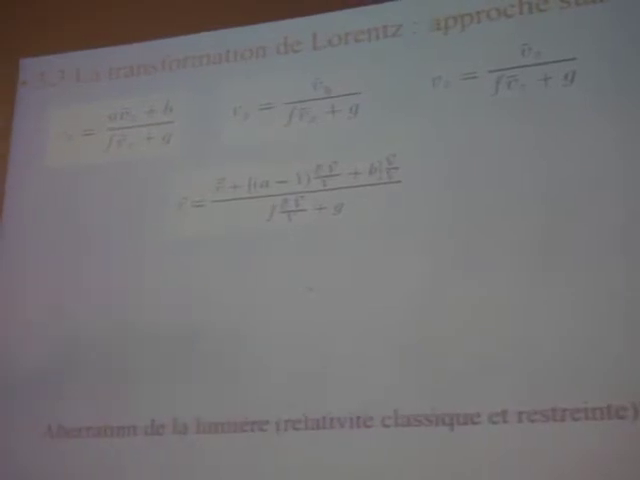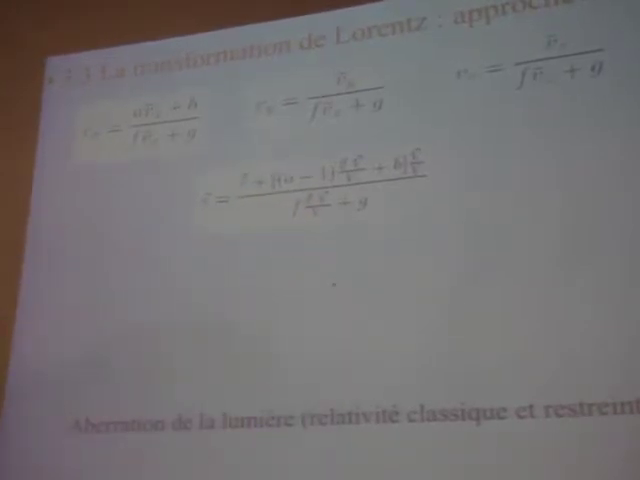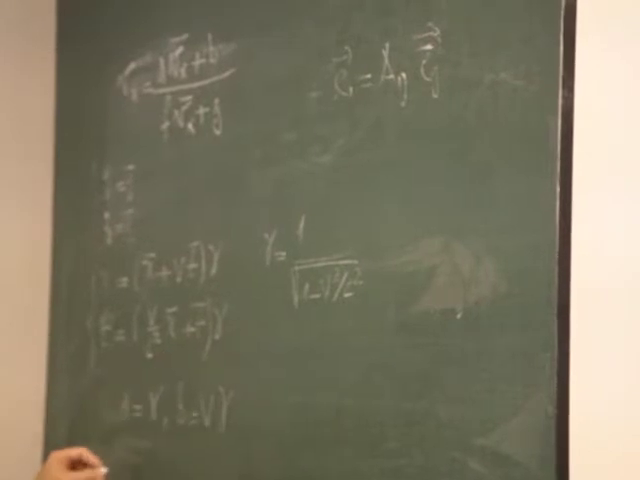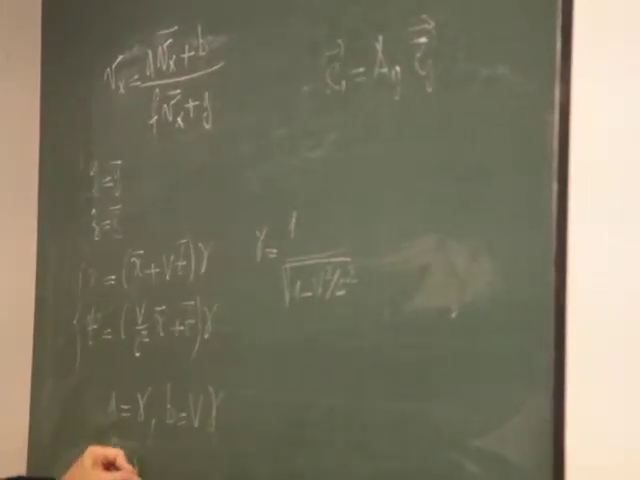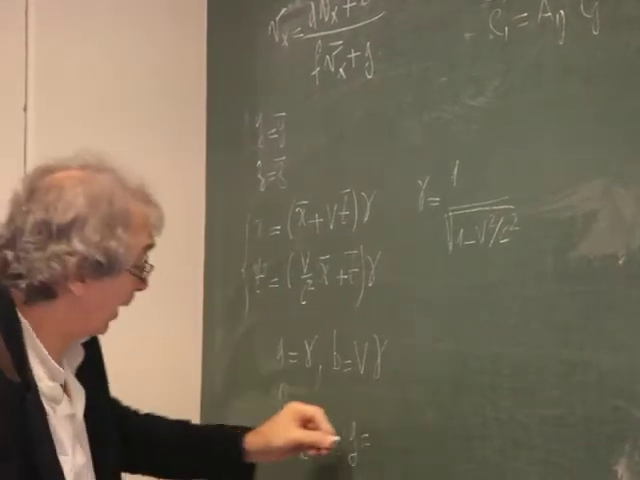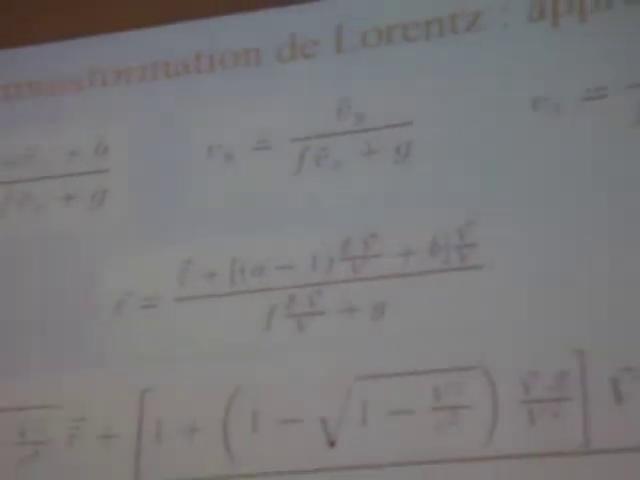Now I come back to these relations. So you remember, we established that equation previously, in vectorial form. Now we have the values of A, B, F, G, which we found: A is equal to gamma, where gamma is 1 over this quantity. B is equal to V times gamma. F is equal to V over C squared times gamma. And G is equal to gamma. So if you replace the values of the constants A, B, F, G in that relation, what you find is a new law of composition of the velocities.